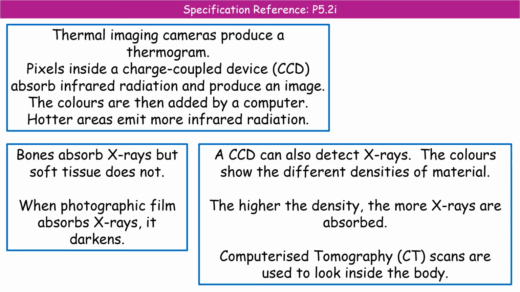We can also use that CCD to detect X-rays. And colours that we apply will show the different densities of the material present. So the higher the density, the more X-rays are absorbed, and this is what we're doing in a CT scan, or a computerized tomography scanner, just to allow us to look into the body without having to actually carry out any surgery.